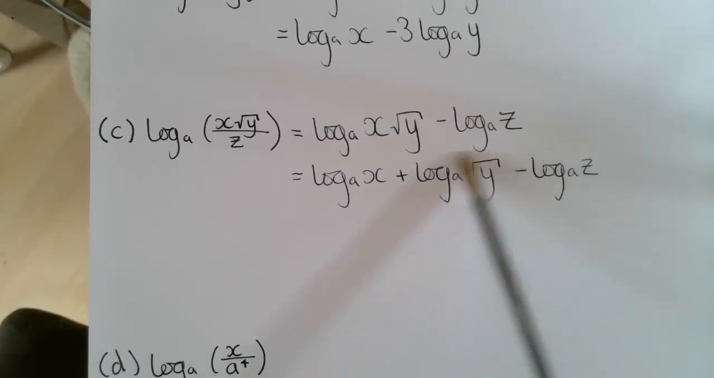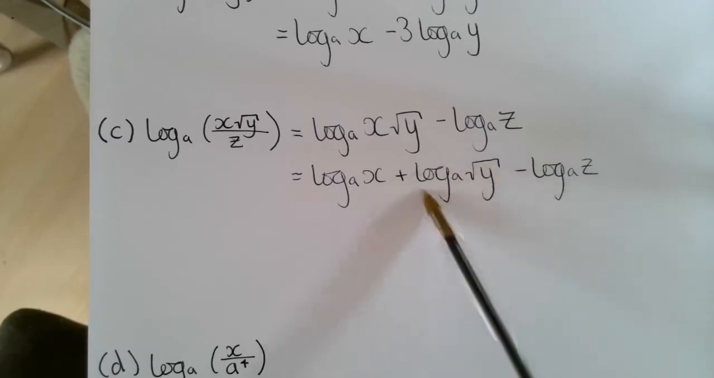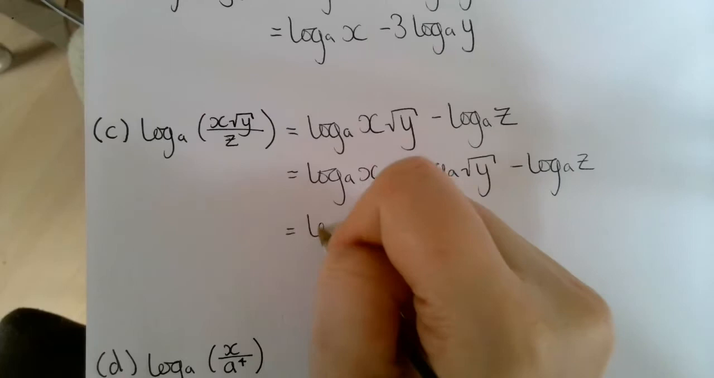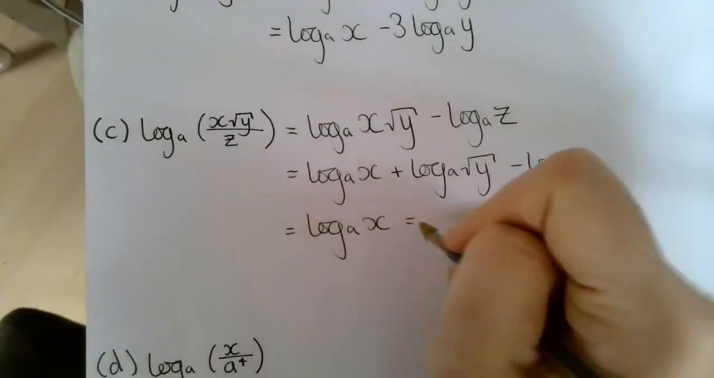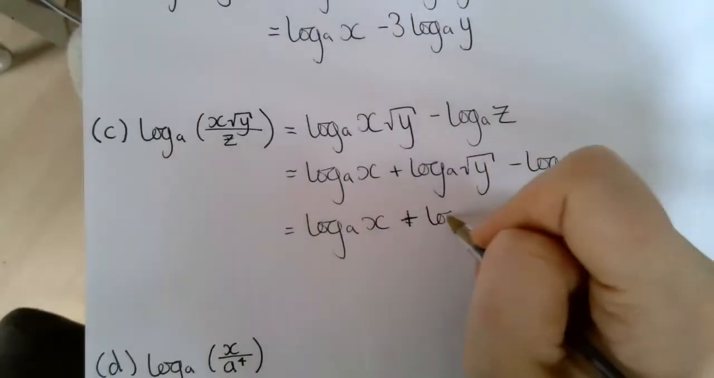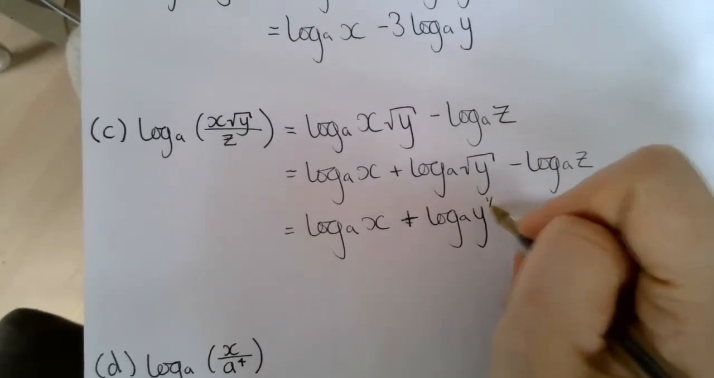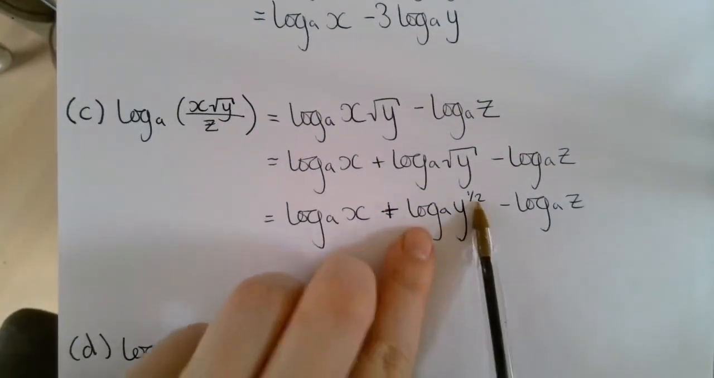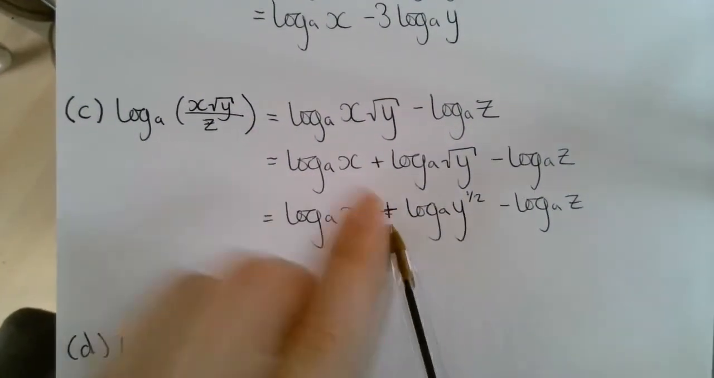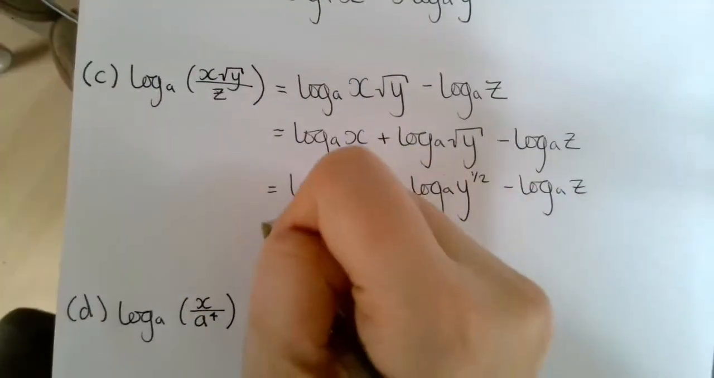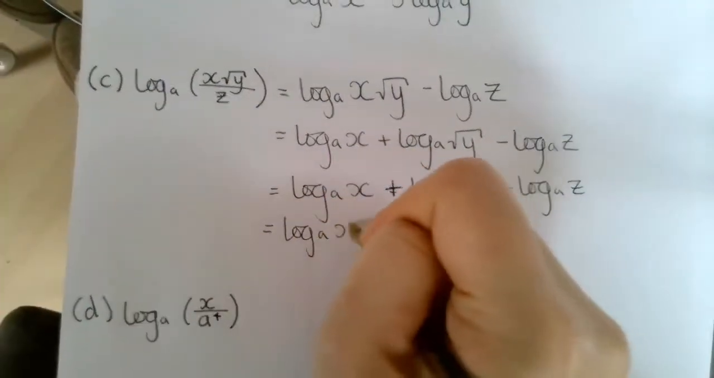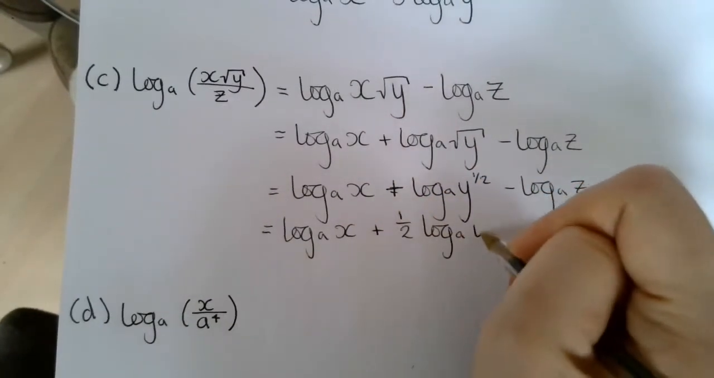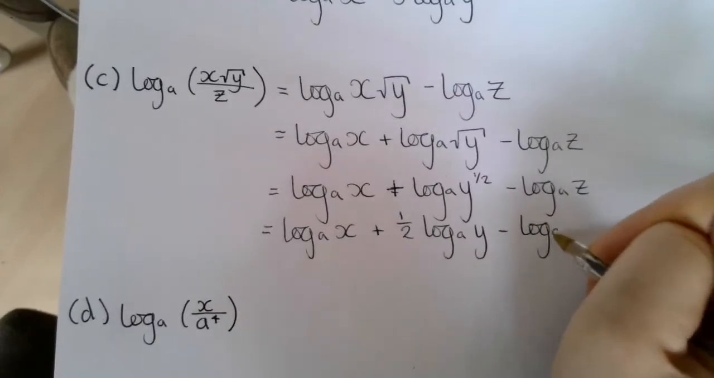I'm going to use my laws of indices to write this in terms of log a y. So root y is exactly the same as y to the power of a half. And then I can now use the power law and bring that half to the front of the logarithm. So that's equal to log a x plus a half log a y subtract log a z.